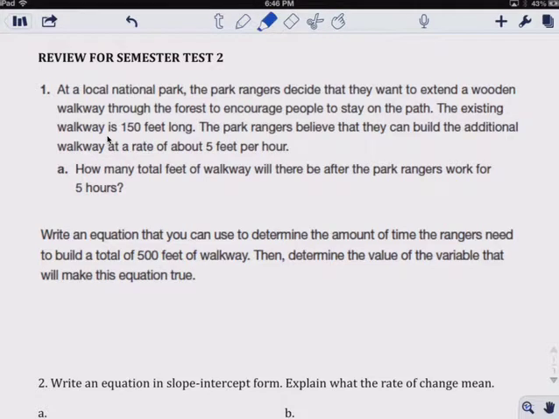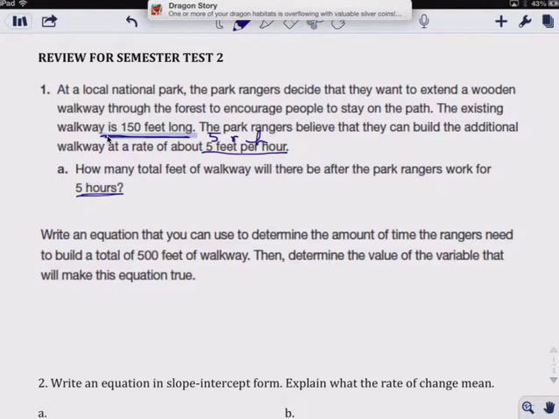For semester tests, Part 2. At a local national park, the park ranger decided they want to extend a wooden walkway through the forest to encourage people to stay on the path. The existing walkway is 150 feet, so there is already 150 feet. The park ranger believed that they can build the additional walkway at a rate of 5 feet per hour. So that's 5 times the number of hours. How many total feet of walkway will there be after the ranger worked for 5 hours?